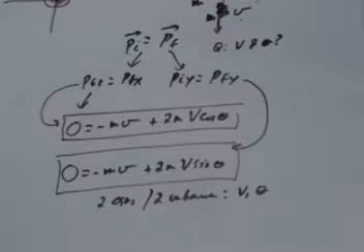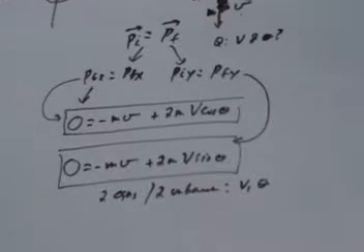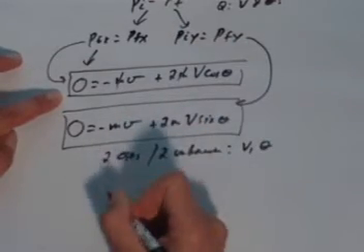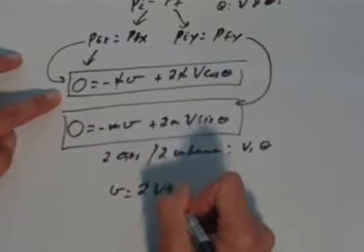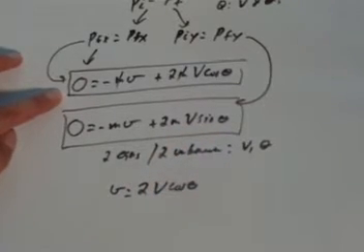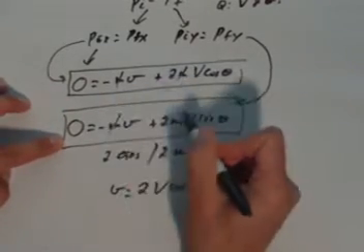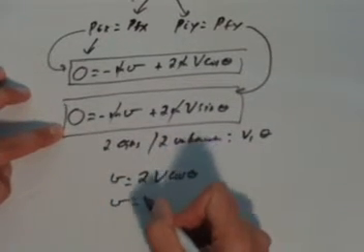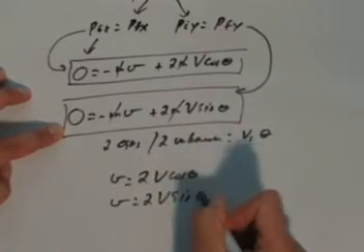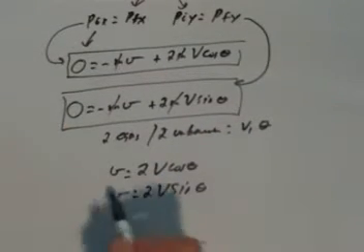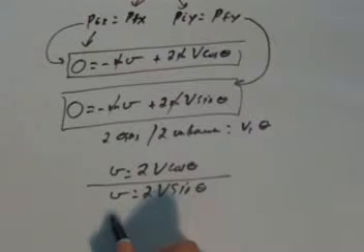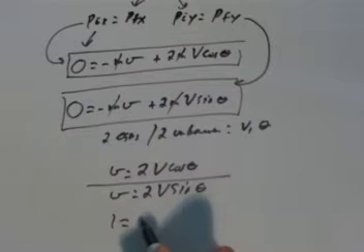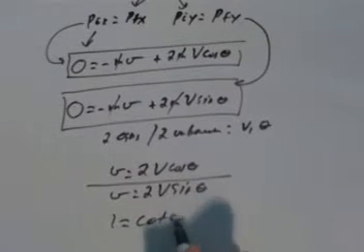What I would recommend doing is to work on the first one like this. If you solve this one a bit, the m's are going to cancel away, so you get something like v is equal to 2 times capital V times the cosine theta. And if you work on this one, again, the m's will cancel away, and you'll get something like v is equal to 2V times the sine of theta. Now if you just divide these two equations like that, you'll get 1 is equal to the cotangent of theta.